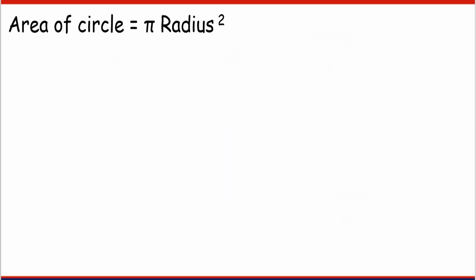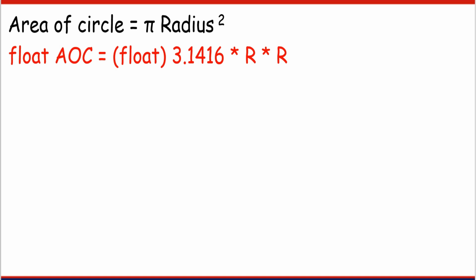For our last example, area of a circle is equal to pi radius squared. The derived formula is float AOC equals quantity float 3.1416 times R times R. All flowcharts begin with a start symbol.